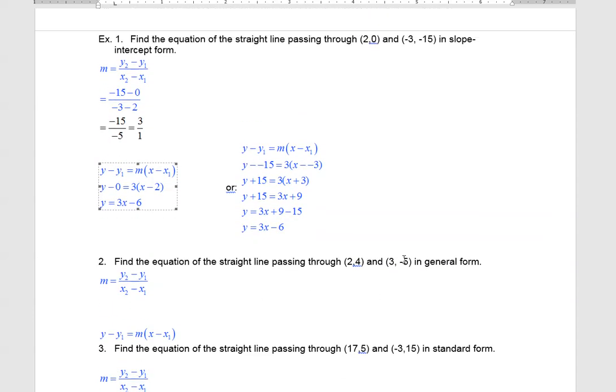Okay, so that's the only one I plan on doing both points. When you go through the next ones, if you try it with the other point besides the one that I pick, you'll see that it doesn't matter which one you put in.